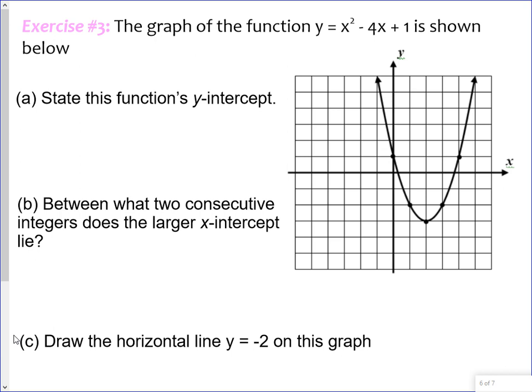All right. The graph of the function y equals x squared minus 4x plus 1 is shown below. We're going to answer 4 different parts. What is this function's y-intercept? Between what two consecutive integers does the larger x-intercept lie? Then we're going to draw our horizontal line of y equals negative 2 on the graph. And then we're going to solve our equation below.